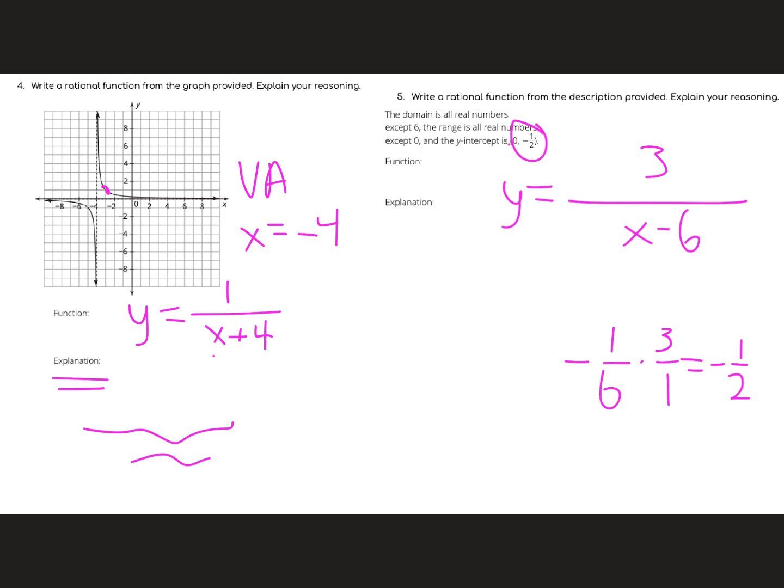My explanation is I cannot include 6 in my domain, so x minus 6 would be a logical thing to put on the denominator of my function. Since the y-intercept is 0, -1/2, I plugged in 0 for x, and I figured out what I had to put on top, also known as the vertical stretch or the vertical dilation, to get -1/2 as my y-intercept. I hope that makes some sense to you. As I keep saying, there are some other ways to conceptualize these things, so feel free to talk to us for further discussion, explanation, thoughts. If you have a different way of thinking about things, whatever works.